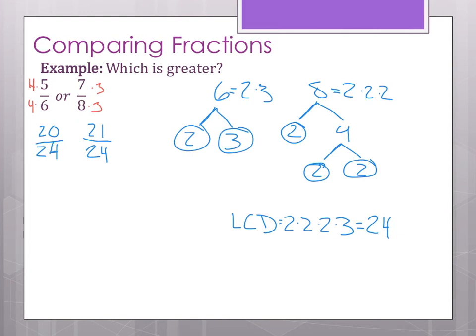So now that we have the same denominator, we just compare the numerators, the tops of these fractions. 21 is bigger than 20, so this second fraction is bigger. So we could say 5/6 is less than 7/8 because the second one is bigger. We always open to the bigger fraction and point towards the small one.